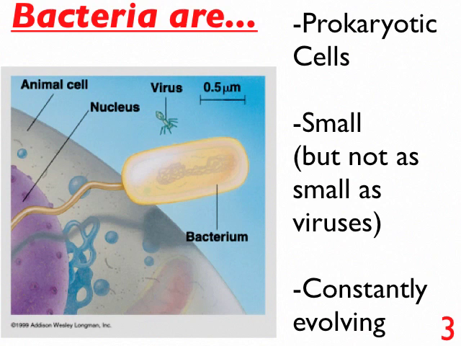Bacteria, like viruses, are constantly evolving. This is why they continue to make us sick. As soon as our immune system learns to fight off one kind of bacteria, we then get infected with something else.